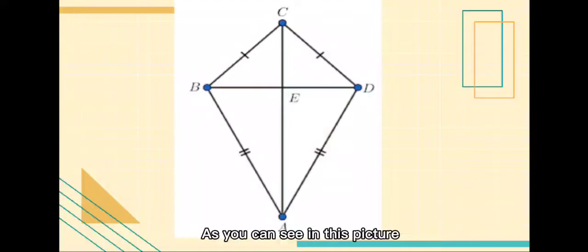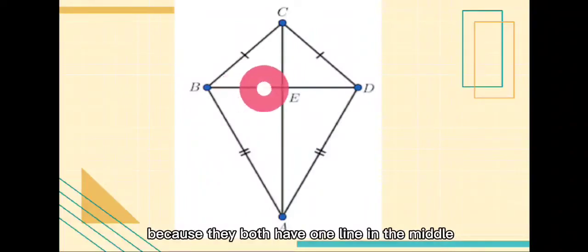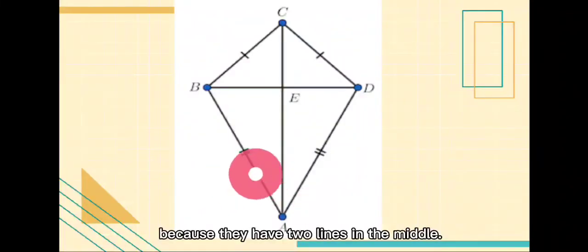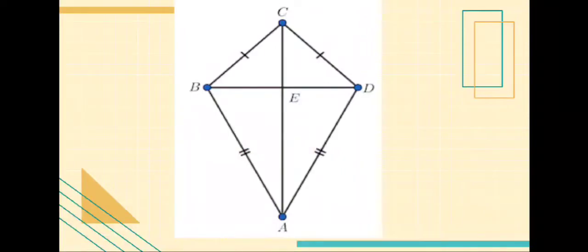As you can see in this picture, side CB and side CD are congruent because they both have one line in the middle, and side BA and side DA are congruent because they have 2 lines in the middle.